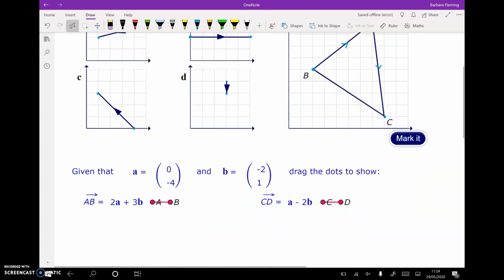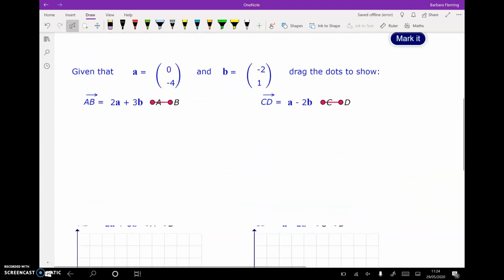Okay, your second page, we've got some information here, and then we have to drag the dots to show. I'm just going to draw here. Easiest thing to do is get a pen and paper rather than trying to drag in the diagram. Let's just figure these out. So A to B is 2 lots of our vector A, so 2 lots of (0, -4), plus 3 lots of our B, which is 3 lots of (-2, 1).